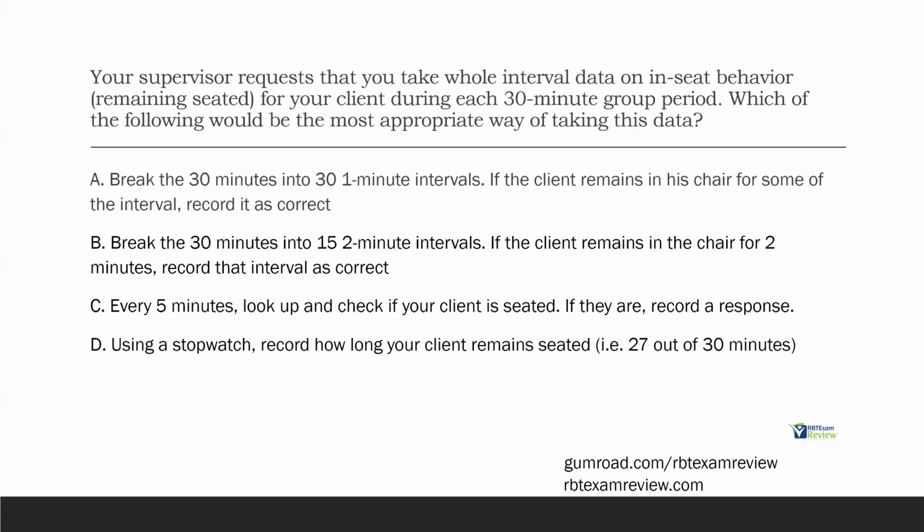So therefore, B is our best answer. This is a good example of going through each answer choice. You're going to understand the terms and definitions better, right? B is our best fit here, okay? Because the client must remain in the chair for the whole interval, and only then will that response be correct.